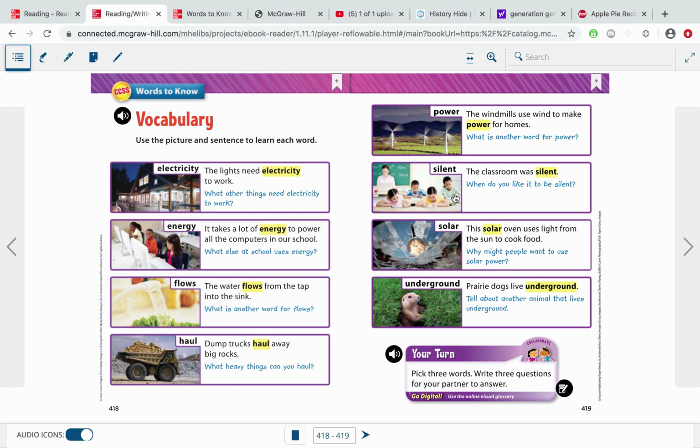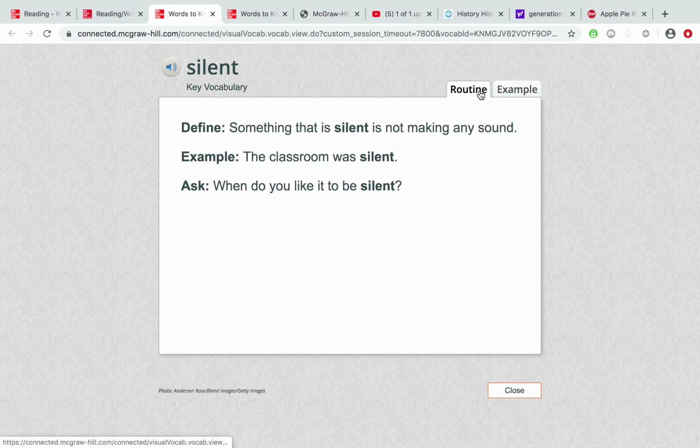Now, silent is a little different than quiet. Quiet whispering is not silent. It's the absence of sound. Let's see if the definition matches what I just told you. Something that is silent is not making any sound. Right.